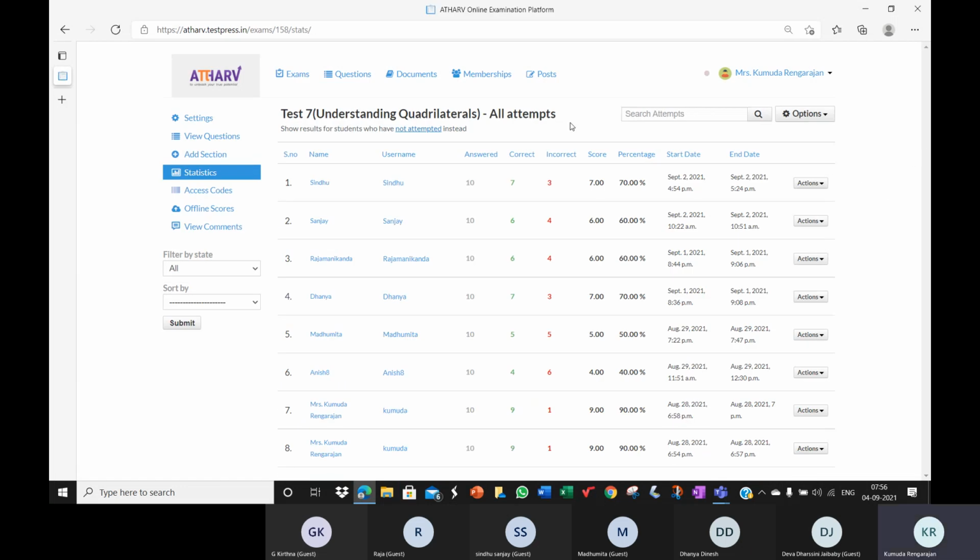Test 7: Sindhu, Sanjay, Raja, Danya, Madhumita, and Anish have completed it. So Devadashni has not written both. Kirtana has not written both. Ma'am, today we'll complete it. Yeah, good. I also will complete today. Yeah, please do that.